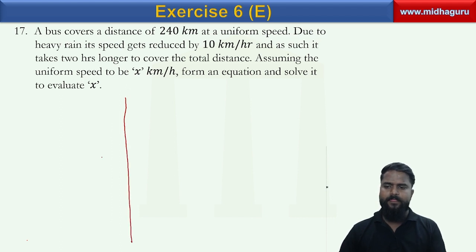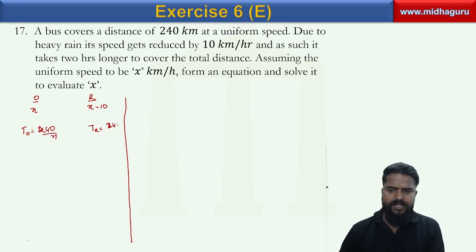Now let's take the onward journey as O and the return journey as R. Let us say that the speed was x and here the speed became x minus 10. So now the time taken originally would have been 240 by x, and the time taken after the change would have been 240 by x minus 10.